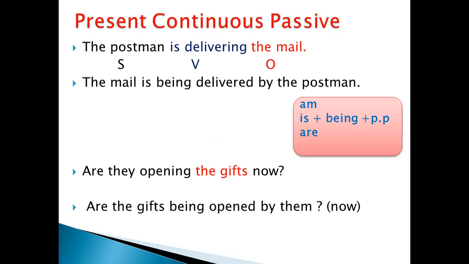So the gifts. This is step number one. We know the object now. Which tense? Present continuous. Of course, you know the form of the present continuous: am, is, are, being plus past participle. So is or are? The word gifts is a plural noun, so are the gifts being opened by them? Forget about the word now, no problem.